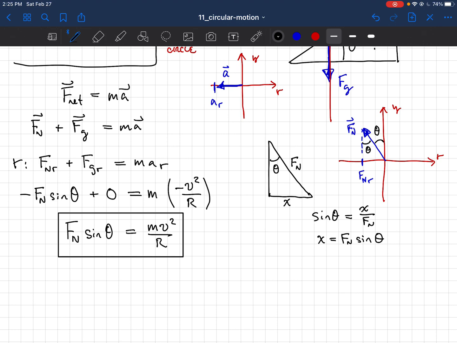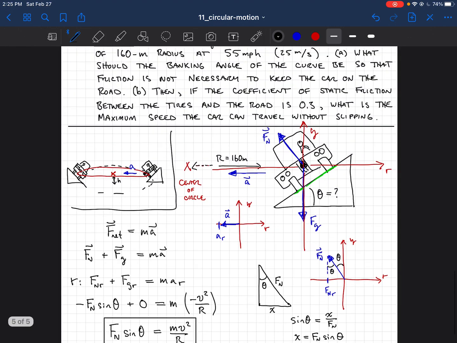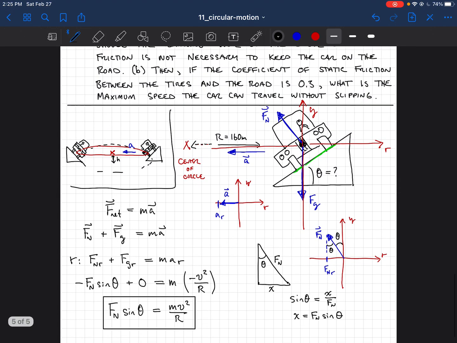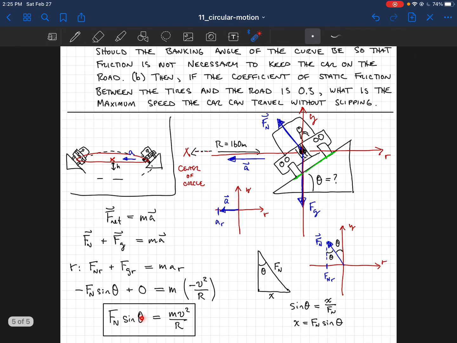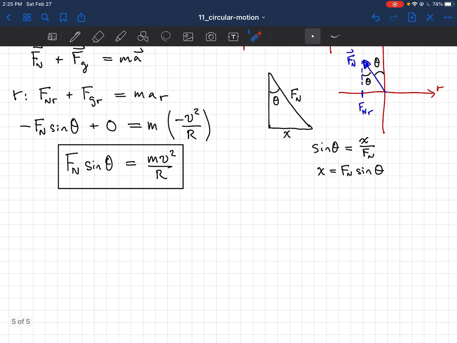There it is. Now, can we solve anything yet? Well, the question is, what should the angle be? So that's unknown, such that at 55 miles per hour, the car doesn't slip, meaning such that this free body diagram is okay. Well, we don't know what the normal force is, so we can't do anything yet with this equation. We have two unknowns, normal and theta. So we need another equation, and that will be the y component equation. So that is Fny plus Fgy is equal to may.